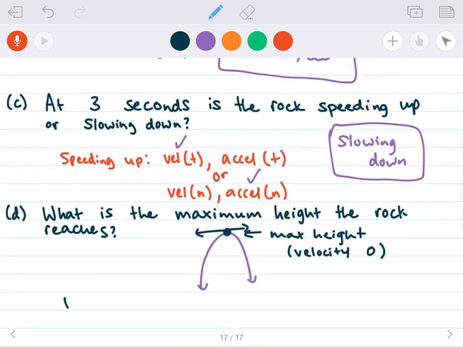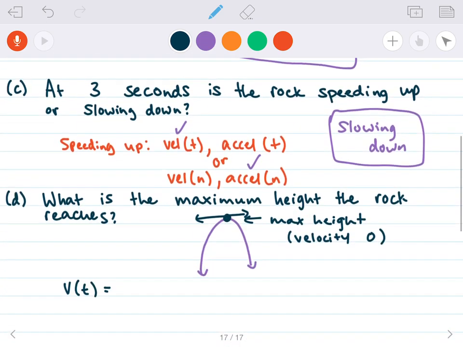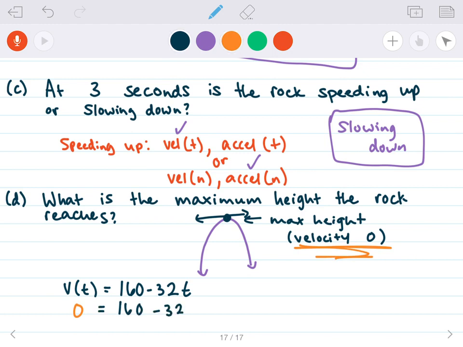Okay, so let's write our velocity function down. From above, velocity equals 160 minus 32t. And we're concerned with when velocity is 0. So we set this equal to 0 and solve for t. What time does this occur at? Well, let's see. Negative 160 equals negative 32t. So I believe this is 5. Let's check the calculator. 160 divided by 32. Yeah, we get 5 seconds.